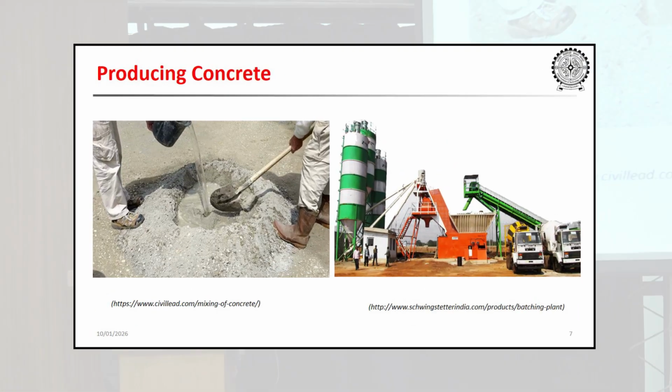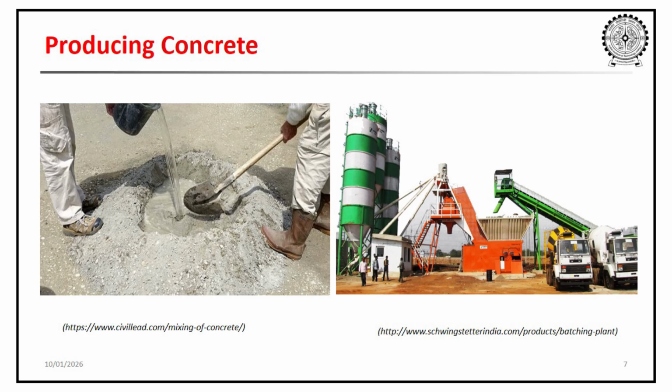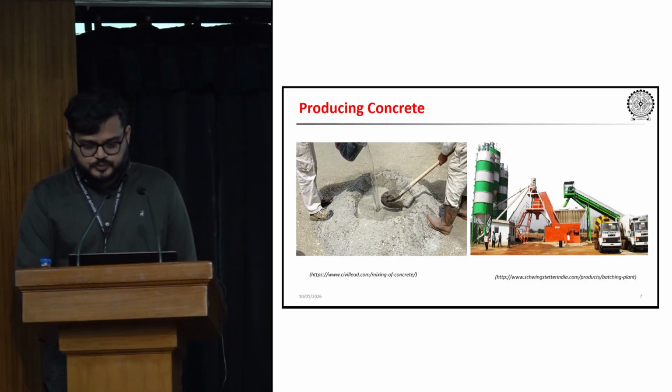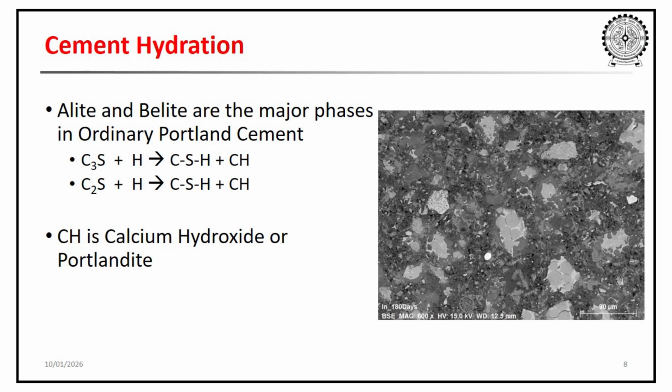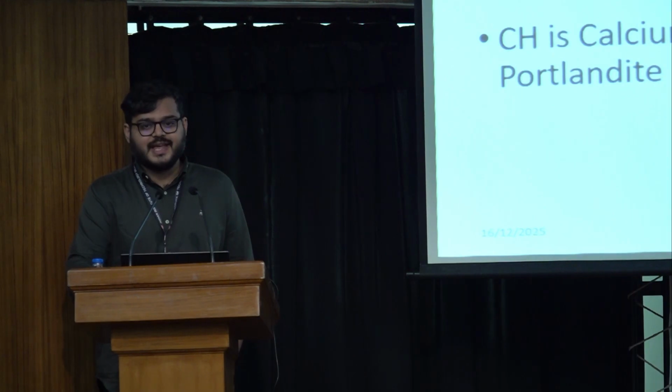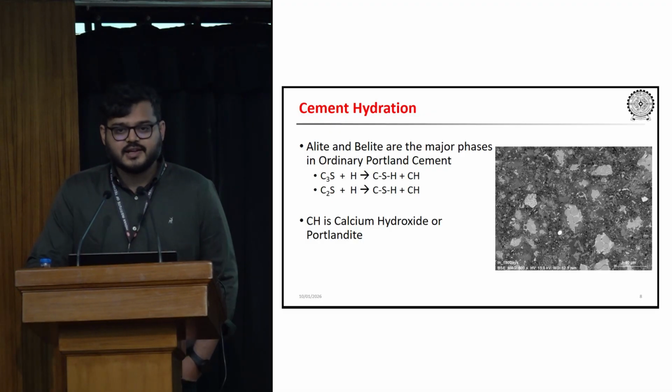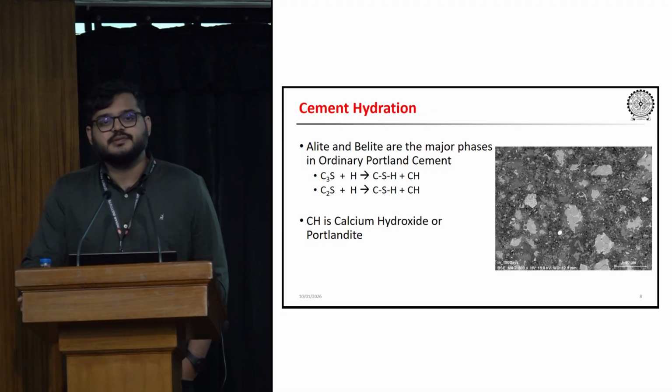The advantage of concrete is that it is a very versatile material. You can produce it at a very small scale, as a localized mixing, or you can also produce it in a highly controlled manner in RMC plants, right? So, cement hydration, which Professor Shashank also hinted at and was discussing a lot. There are 4 major phases in Portland cement, with alite and belite, which are tricalcium silicate and dicalcium silicate respectively, being the major phases present in cement.